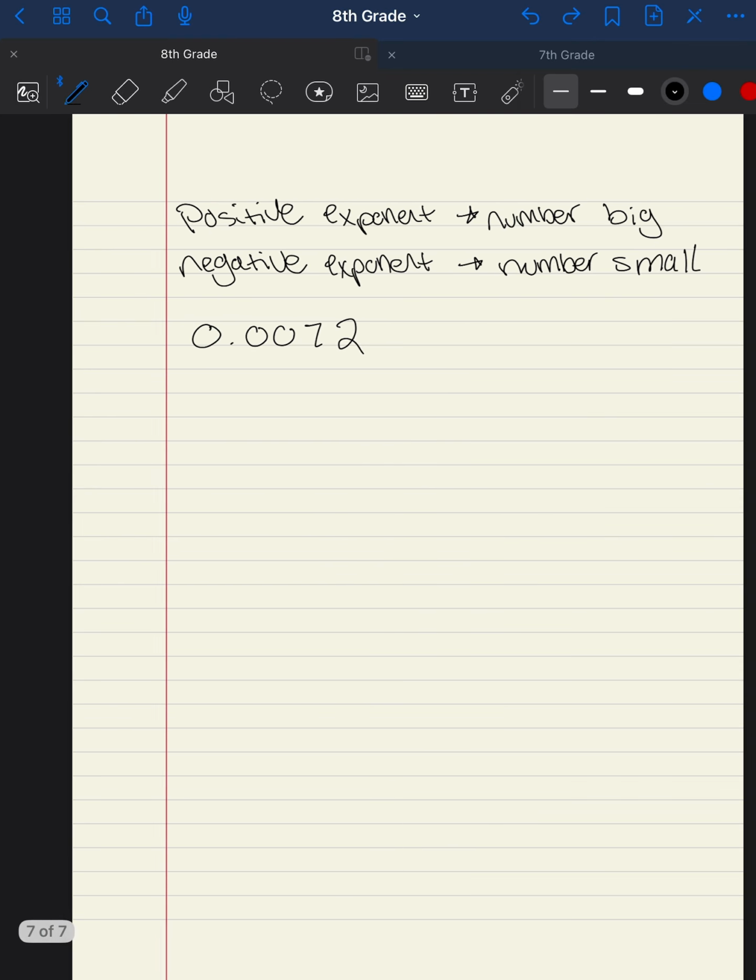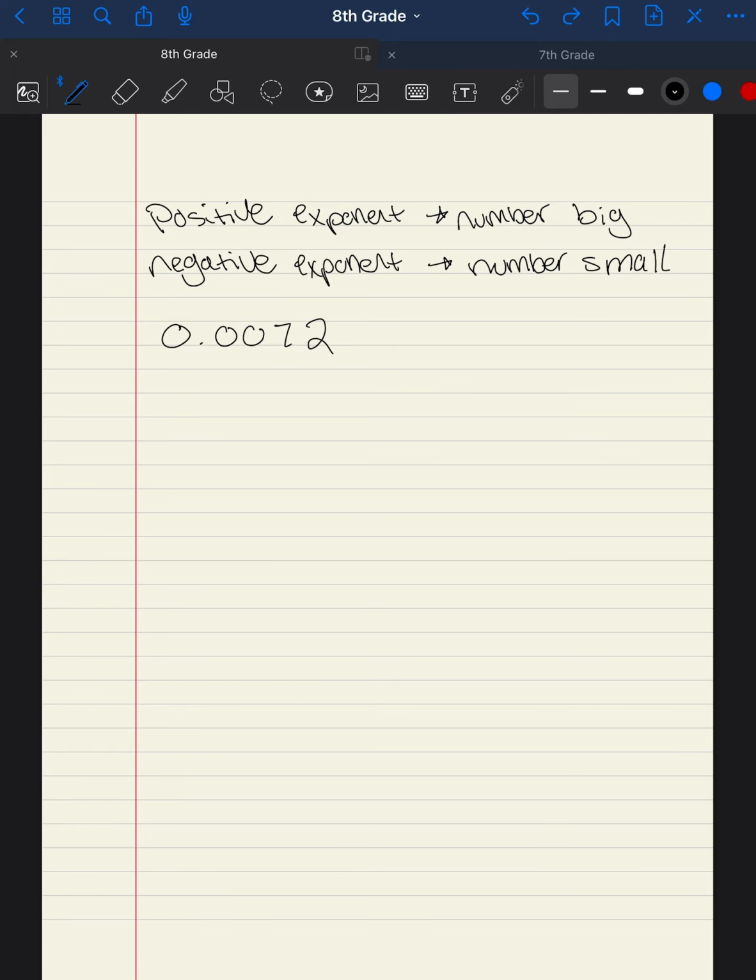Now, do you see something here? Which way do you think we have to move our decimal? Left or right? Left being this way, right being this way. I'll give you a second. If you said right, you are right. So, if you have to move your decimal from left to right, your original number is going to be small. Is this number small? Yes. That means if you had to do this, your exponent is going to be negative.